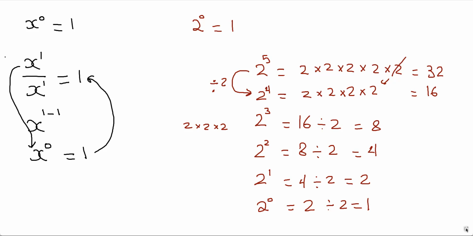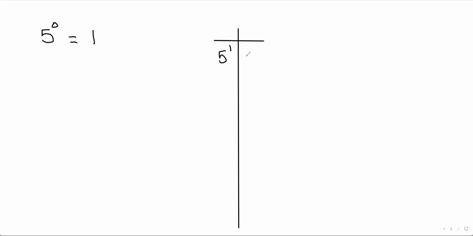The next approach to this is using limits. So basically what we want to do is approach 0, the exponent, from both sides. So we'll go back to 2 to the power of 0, or any, let's use 5 to the power of 0. And we want to see if that equals 1. So what I'm going to do is approach 0 from both sides. I'm going to start maybe with 5 to the power of 1. That gives me 5.